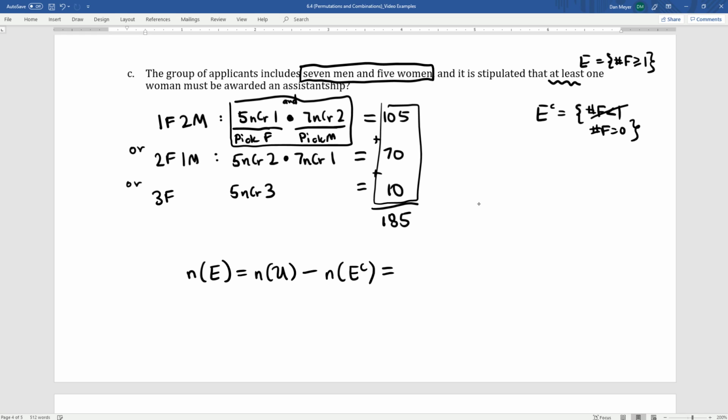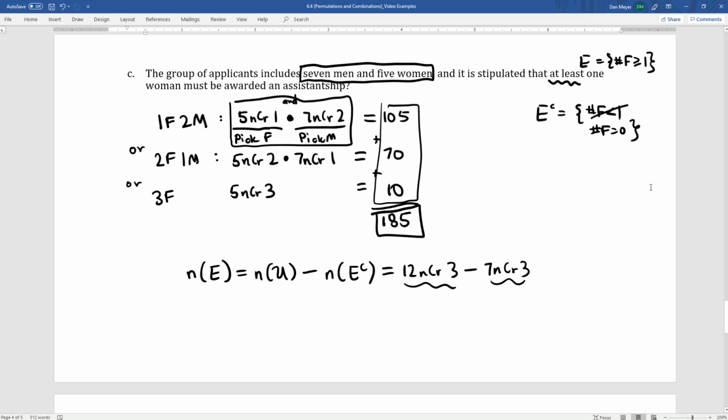The number of ways to pick a 3-person assistantship group, we did that in part A. That was 12 choose 3. And then if we want no females, that means we have to have all males. And so from the 7 available males, we have to choose 3 from there. All right, so if you type those things into your calculator, you should also get 185.